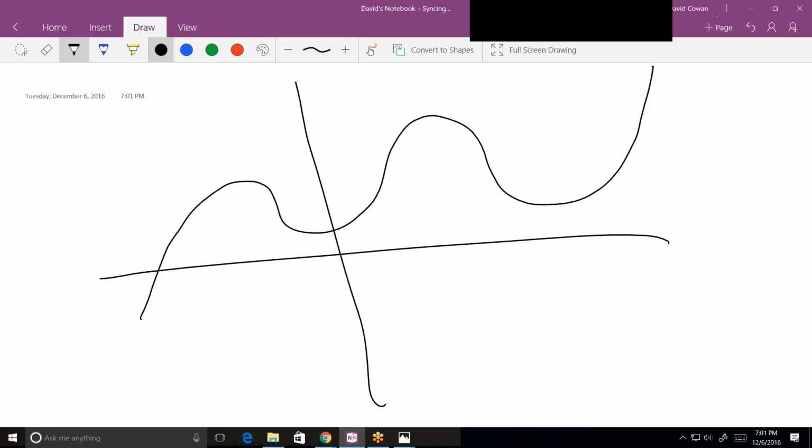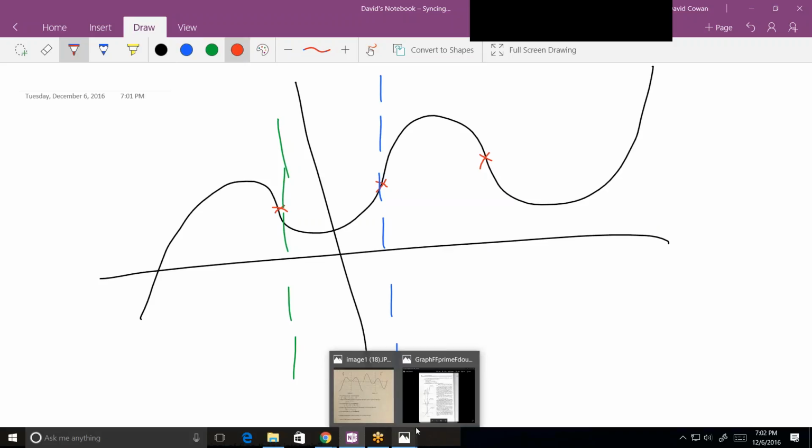Let me tell you, just to be clear. First of all, let me put inflection points in red. There's an inflection point right there. That's where the concavity changes. There's another one right there, the concavity changes. There's another one right there, the concavity changes. Now, what is the concavity to the left of my green line? Down. Good. What is the concavity between my green and my blue line? Up. Concavity between my blue line and the red line.